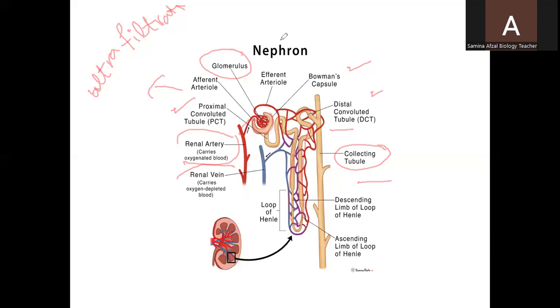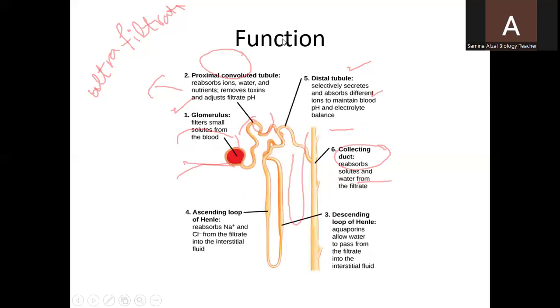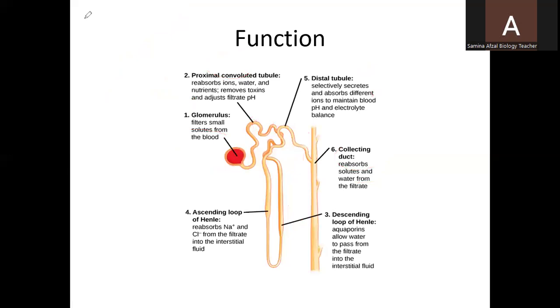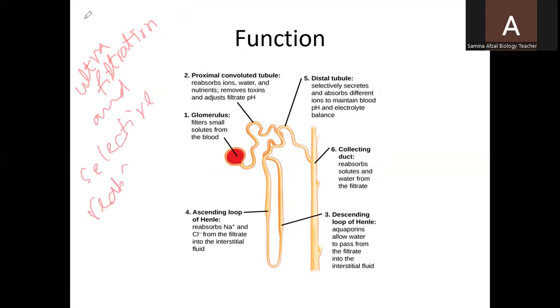Now in the next slide, we will discuss the function of the nephron. I already told you that two major functions take place in the nephron. They are ultrafiltration and selective reabsorption. Number one, ultrafiltration, which takes place in the Bowman capsule through the filter, which is the glomerulus. So ultrafiltration takes place here in the glomerulus when blood enters under great pressure. Then ultra or fine filtration takes place here.